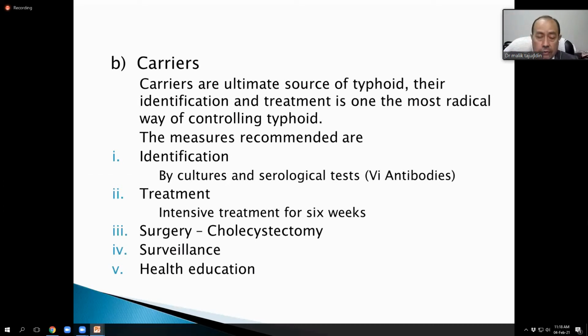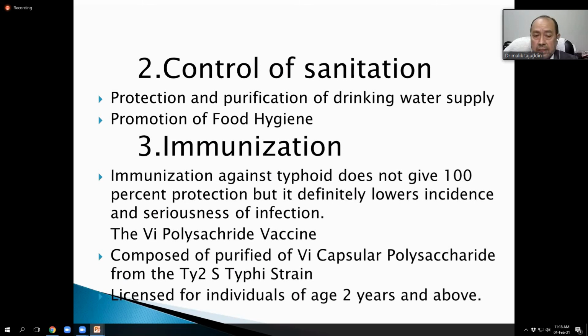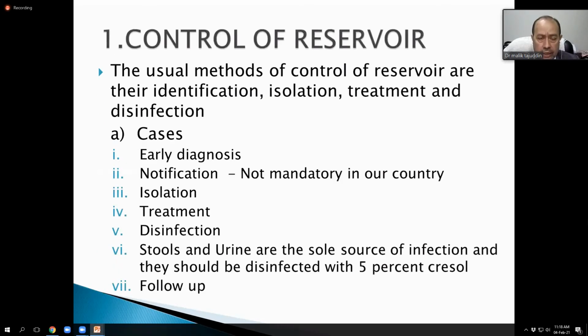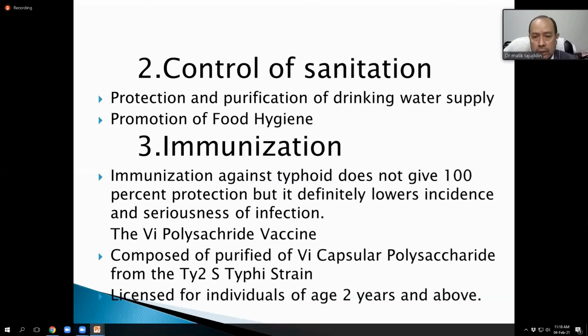And then health education is the center of all the strategies for any disease. Secondly, after doing all this about the reservoir and the carriers, we should control the transmission channels, which are the drinking water supply and the food hygiene. So, do not behave like Mary Mallon. Okay? So this is the transmitting channel, and then to make the susceptible host resistant, we can do immunization.